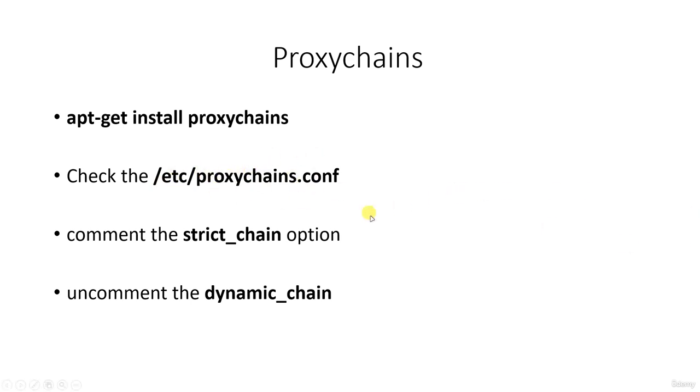and we have to comment out the strict_chain option. Basically this means that if one of the proxies in this list is down, the whole chain will be unusable. So after this you can uncomment the dynamic_chain option. Regardless of whether all the proxies are available, the chain will work. Dead proxies will be skipped.